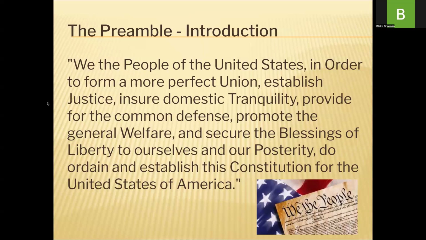All right, so here we go, the preamble. Let's read it. Caden, you want to read this for us? Thanks, buddy. People in the United States in order to form a more perfect union, establish justice, ensure domestic tranquility, provide for the common defense, promote the general welfare, and secure the blessings of liberty to ourselves and our posterity, do ordain and establish this Constitution for the United States of America. All right, good. When you think about the preamble, what really sticks out is we the people, right? I think that was one of the questions on a citizenship test. Remember that? Yeah, we the people.